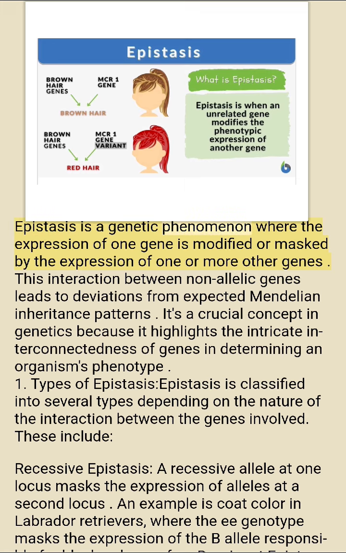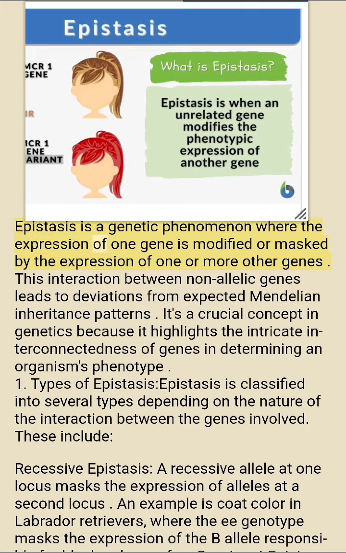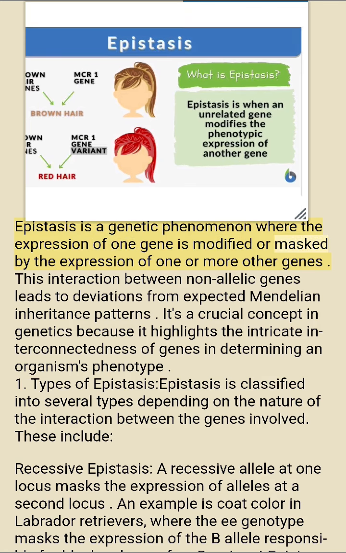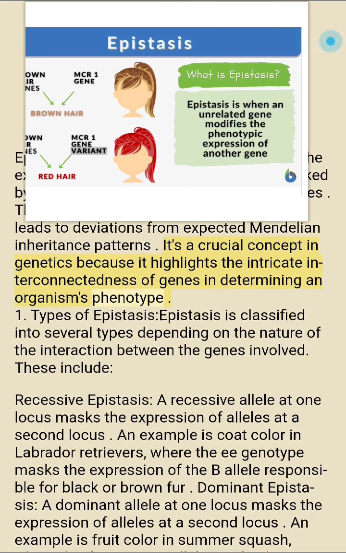Epistasis is a genetic phenomenon where the expression of one gene is modified or masked by the expression of one or more other genes. This interaction between non-allelic genes leads to deviations from expected Mendelian inheritance patterns. It's a crucial concept in genetics because it highlights the intricate interconnectedness of genes in determining an organism's phenotype.